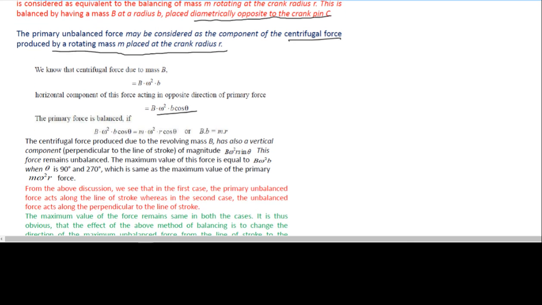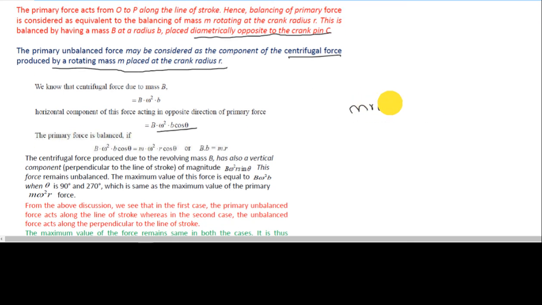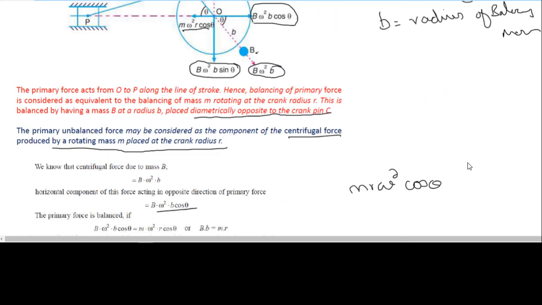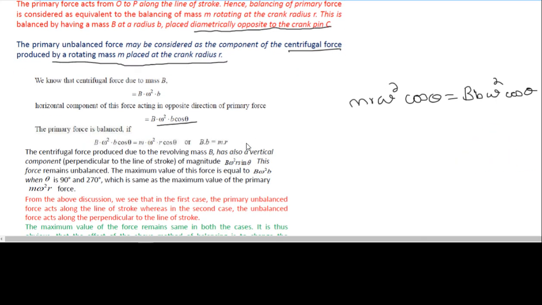So the total primary unbalanced force acting is m r omega square cos theta, acting in the horizontal direction. It will be balanced if it is equal to the horizontal component of the balancing force, which is B b. If these two forces are equal and opposite, then the primary unbalanced force will be balanced. So taking B b omega square cos theta, we can cancel theta and omega square, so we will get m r is equal to B into b.